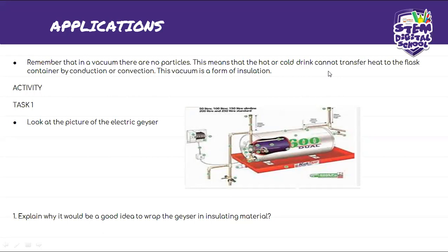The question is, okay, let me just give you a background. Can you see the picture on the slide? Can you see the slide? Now, the question is saying, explain why it would be a good idea to wrap the geyser in an insulating material. That's the question.